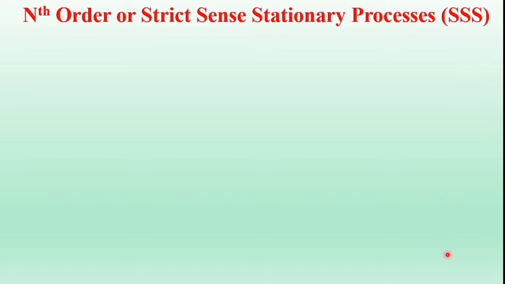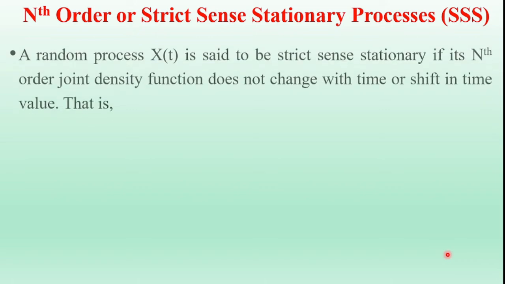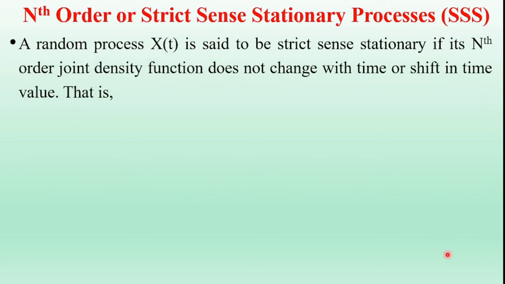Next one is the nth order stationary random process. The nth order stationary random process is also called a strict sense stationary random process. Similarly, the nth order stationary process is defined as follows: if the nth order probability density function of the random process is independent of time, then it is called an nth order stationary random process.